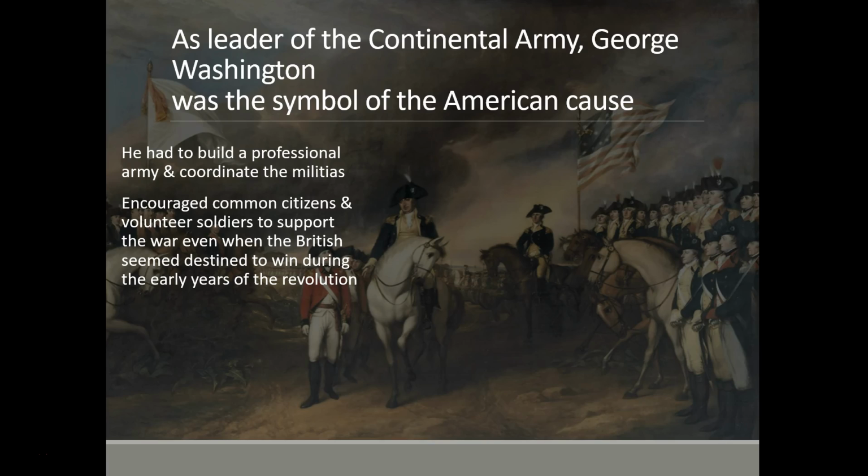And as leader of the Continental Army, George Washington was the symbol of the American cause. He had to build a professional army, he had to coordinate the militias, and he was the right man for the job because he had the military experience, whereas many others did not. He encouraged the common citizens and the volunteer soldiers to support the war even when the British seemed destined to win, even when the British were kicking our butts. He tried to instill a confidence in the soldiers to continue to fight.